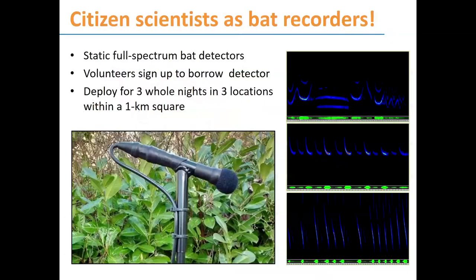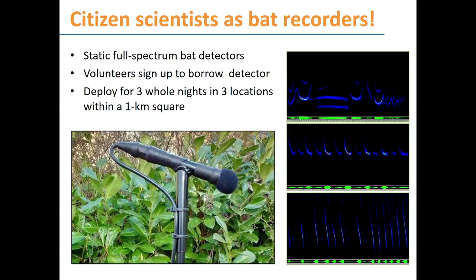And we used citizen science to collect our bat data. Basically volunteers would sign up and borrow a bat detector from one of 24 distribution centres spread throughout Norfolk. They borrow a detector for 3 nights, then put it in a different space in a 1 kilometre square each night, making sure the different sample sites are at least 250 metres apart. From this we managed to get a really good coverage, both of rural areas and urban areas.